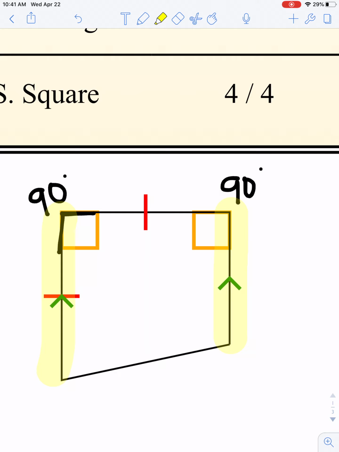The last symbol that you'll see in this shape is that red slash that's on that top line and the side line. That just means that those two lines are equal in length. So if we would measure them, they would be the exact same length. If we would measure it and it would be 2 inches, then the lines that have that one red dash would be 2 inches long.